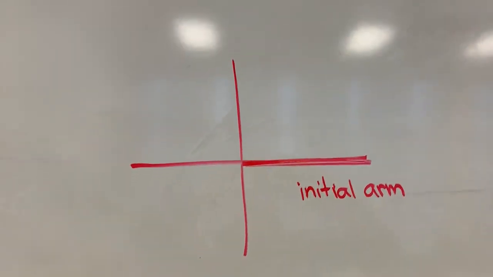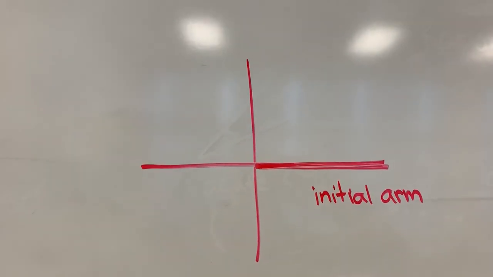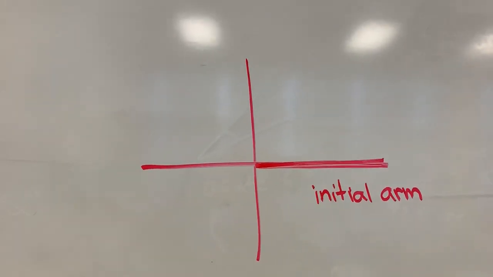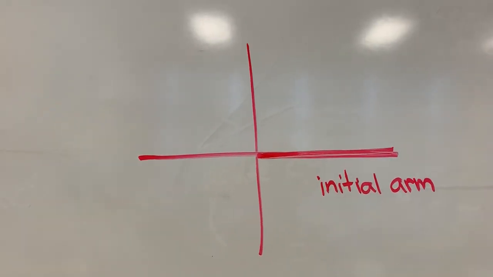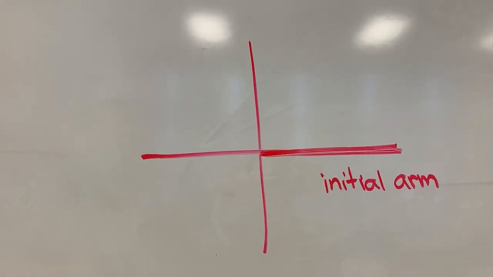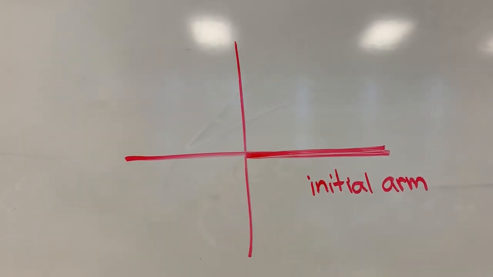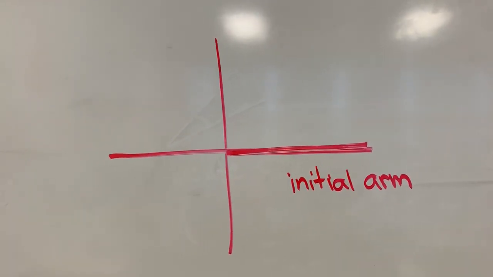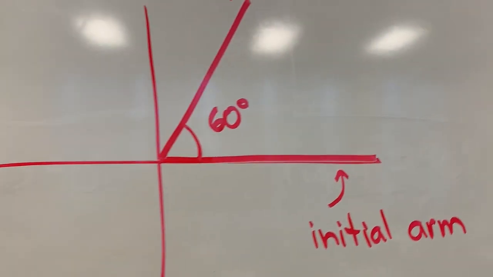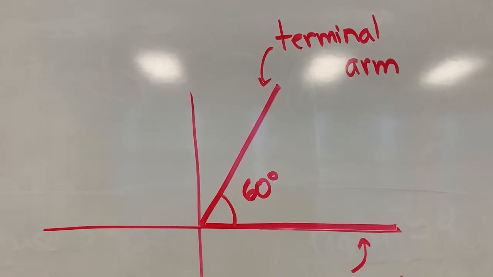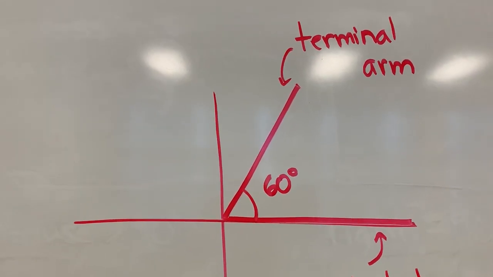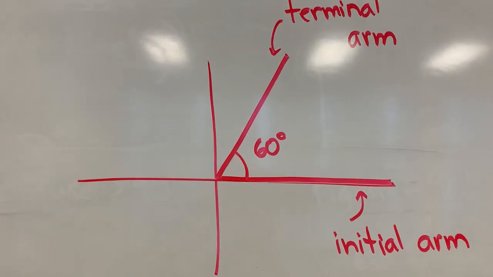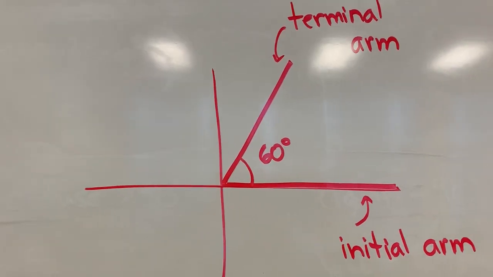First of all, we're going to start off with just a regular set of x and y axes. The initial arm, in other words, the place where we're going to start drawing every angle, is the same all the time. It's the positive x-axis, that place right there. So if somebody says, draw me a 60-degree angle in standard position, I start with that initial arm. I start going upward 60 degrees. Once I get to 60 degrees, I draw what's called the terminal arm. So that angle would look like that.